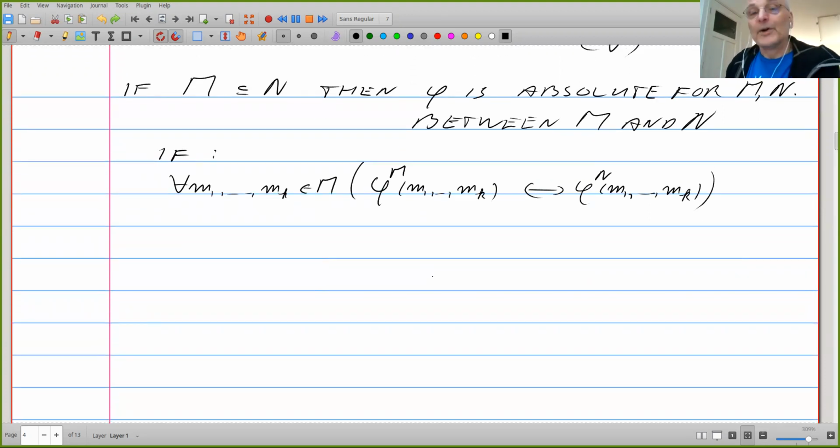What I'm going to write down has got nothing to do with set theory, but it is an instructive example.